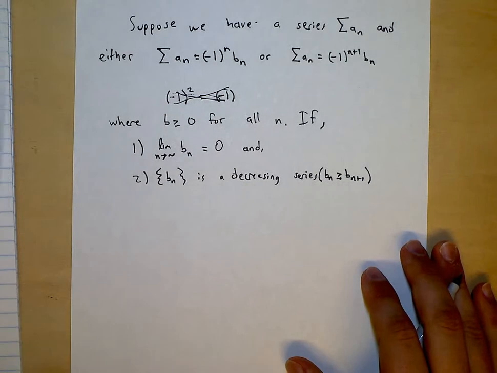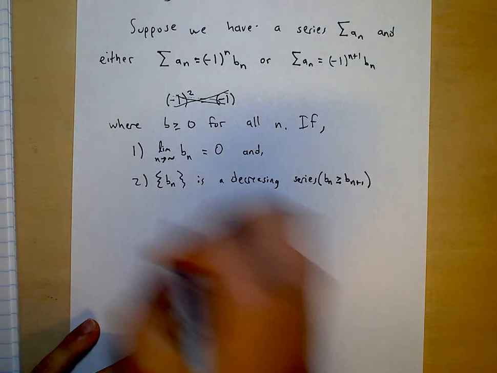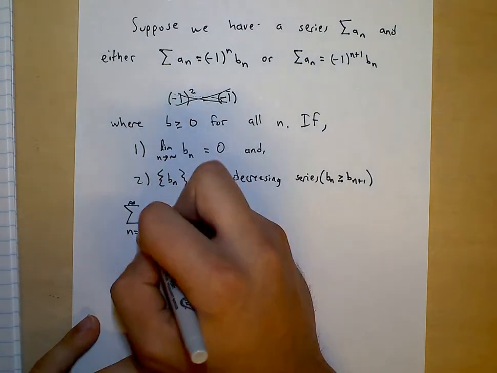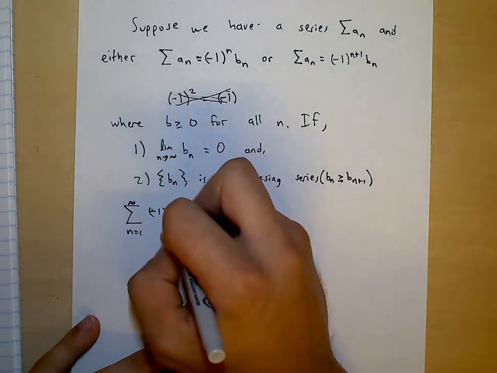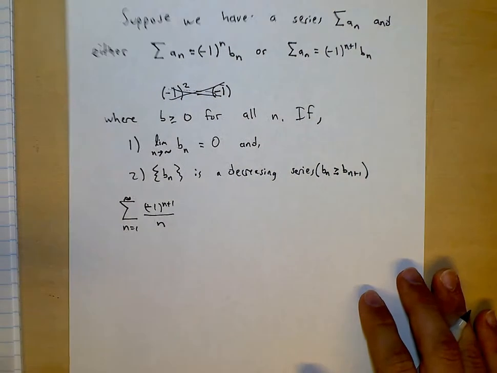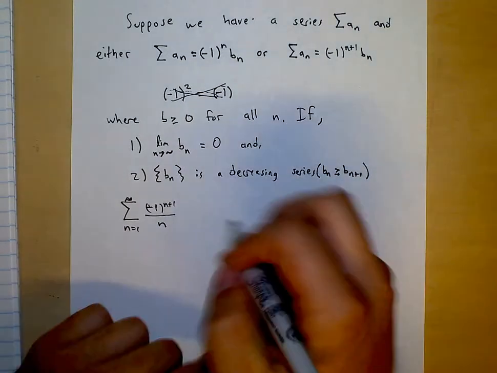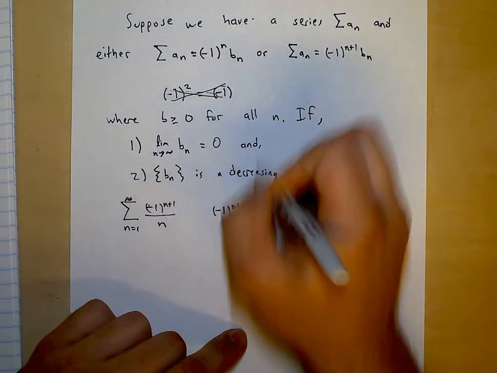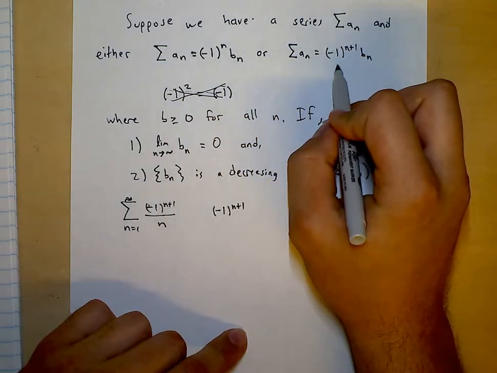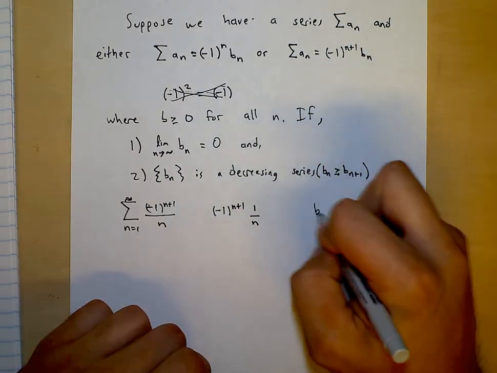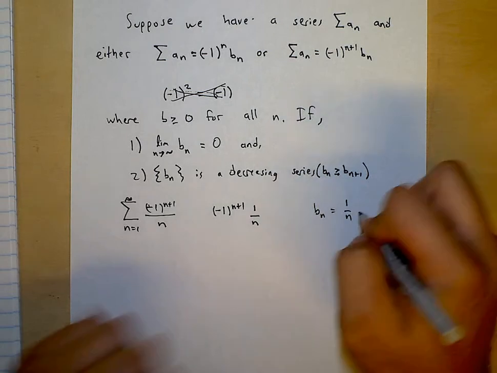So, say we have a series from n equals 1 to infinity of the quantity negative 1 to the n plus 1 over n. Now, this can simply be written as negative 1 to the n plus 1 as up here, and then we need a b sub n, which is simply 1 over n. So in this situation, our b sub n is simply 1 over n.